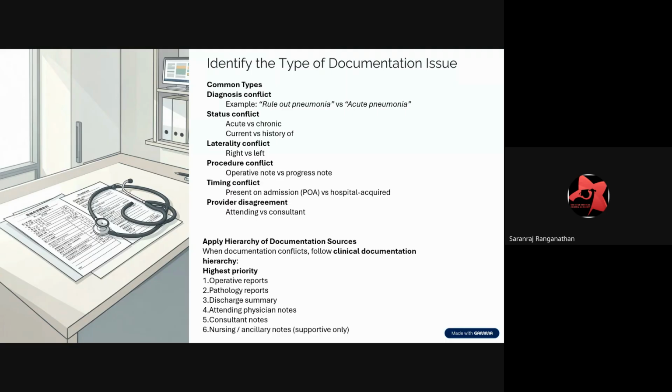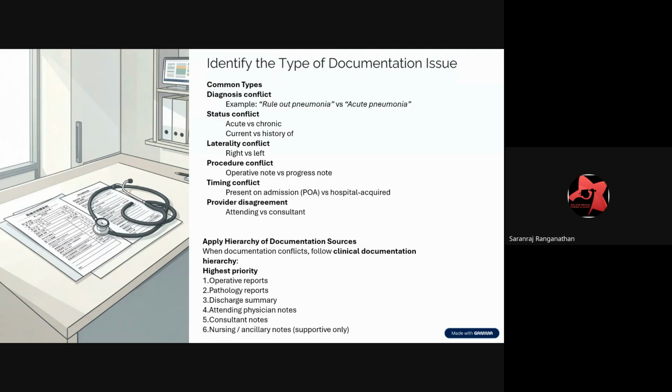There's also laterality conflict, as I told, right and left. We need to be very careful and notice it based on the documentation. Then the procedure conflict, whether it is the operative note or progress note, we need to be very careful, because the progress note and operative note are going to be different. When I'm doing the operation, I will have that one condition; after the operation, the condition will not be there. In the ED note, I will have the cancer. In the operation note, the cancer will be removed. In the progress note, I will be normal. So if I code based on the progress note, I will not get any payment. We need to be very careful on that.